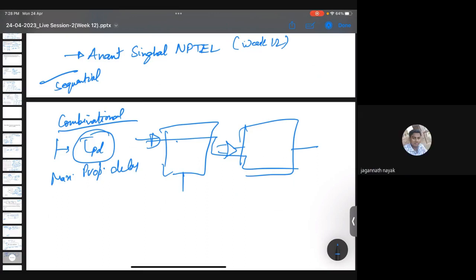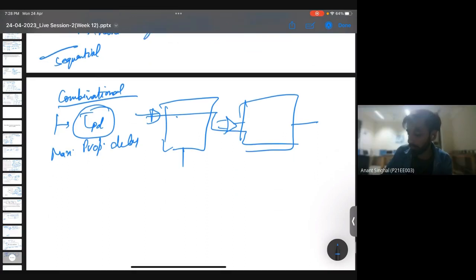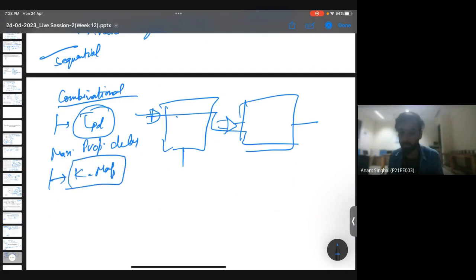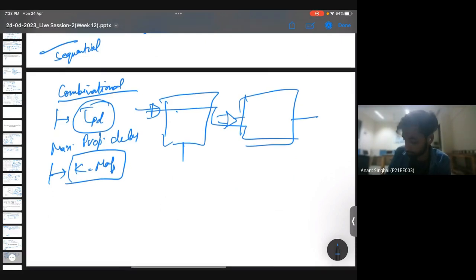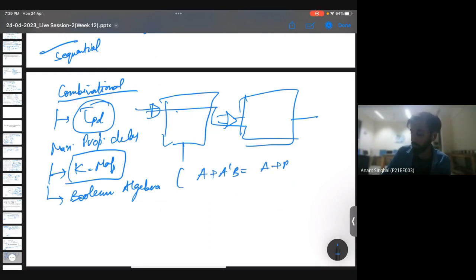Okay, sir. And then from the combinational logic, K maps are important. If you don't know how to make a K map, you will get stuck in a lot of problems, so do remember how to make a K map. Then there was Boolean algebra also. You should know the basics of Boolean algebra. There are theorems such as A plus A bar B is nothing but A plus B, so there are certain theorems you need to cover.